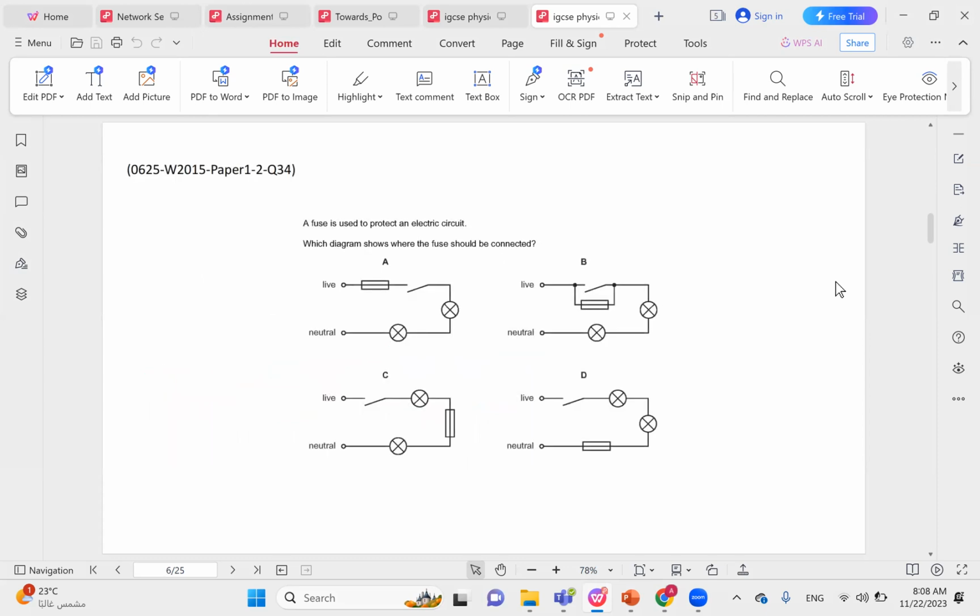In which diagram is a fuse used to protect an electrical circuit? Which diagram shows where the fuse should be connected? Like we said, we connect the fuse in the live wire and in series, not in parallel. So these are both wrong because it's not connected in the live wire. For B, it's connected in parallel, which accomplishes absolutely nothing. The correct way to connect a fuse is diagram A, in the live wire and normally in series with the circuit.